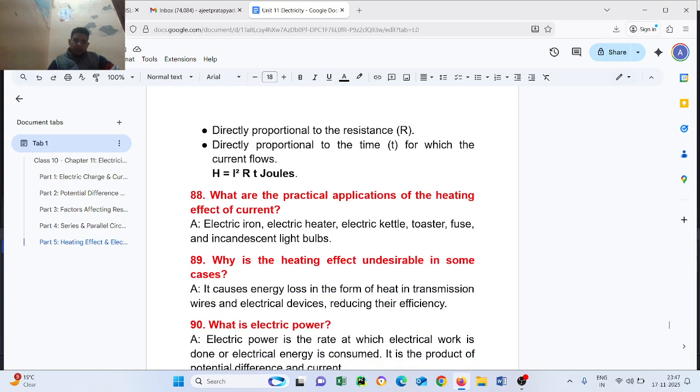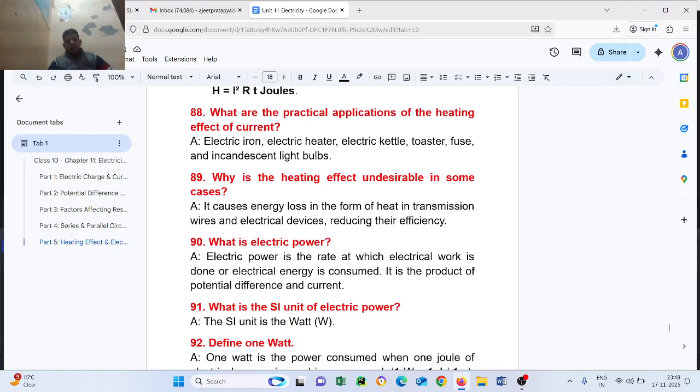Question number 88. What is the practical application of the heating effect of electric current? Electric iron, electric heater, electric kettle, toaster, fuse, and incandescent light bulb. Question number 89. Why is the heating effect undesirable in some cases? It causes energy loss in the form of heat in transmission wire and electrical devices, reducing their efficiency.